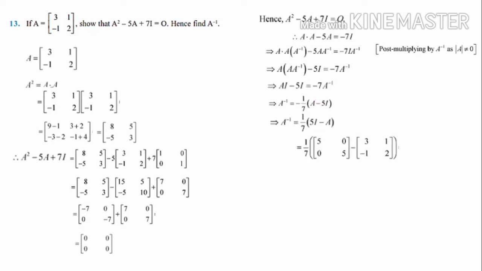That is 1 by 7 into 5I, that is 5 multiplied with identity matrix of order 2, 1 0 0 1. When you multiply 5 with identity matrix, you will get 5 0 0 5 minus A. A is 3 1 minus 1 2, that is written here. That is equal to 1 by 7 into 5 minus 3, that is 2, 0 minus 1, that is minus 1, 0 minus minus 1, that is plus 1, 5 minus 2, that is equal to 3. So 1 by 7 into 2 minus 1, 1, 3.